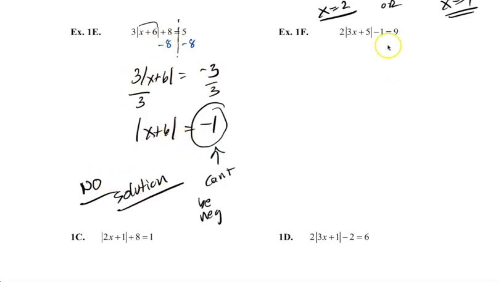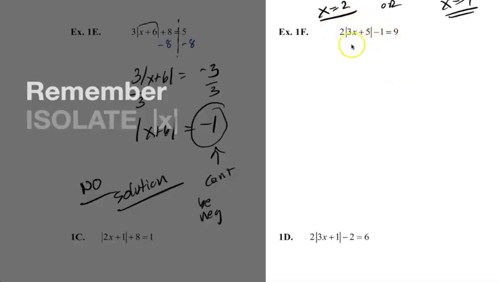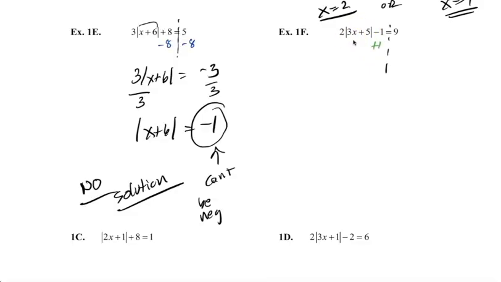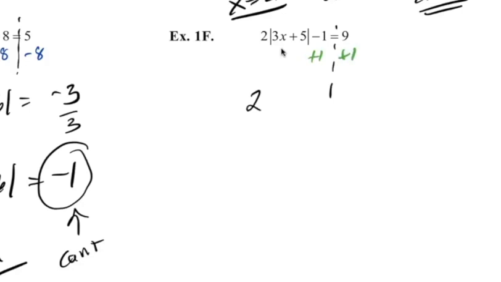Let's do this one. I think this one will have a solution. So same concept. Let's try to get the absolute value by itself. So step 1, let's get rid of that 1 plus, just like we're solving a normal problem. So 2 times absolute value of 3x plus 5 is equal to 10. And then we're going to divide both sides by 2.